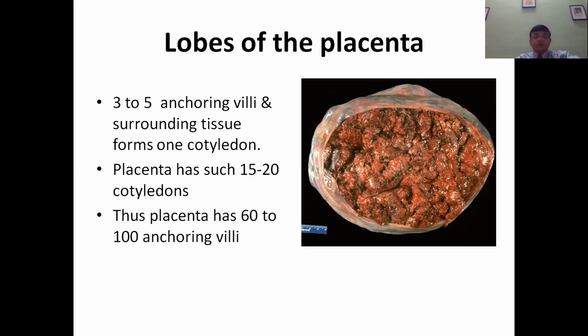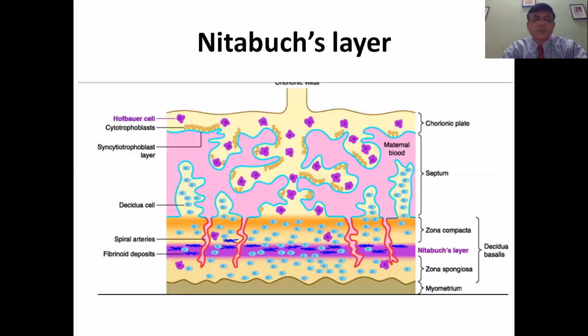You can take down: 3 to 5 anchoring villi and surrounding tissue forms one cotyledon. Placenta has such 15 to 20 cotyledons. Thus, placenta has 60 to 100 anchoring villi.